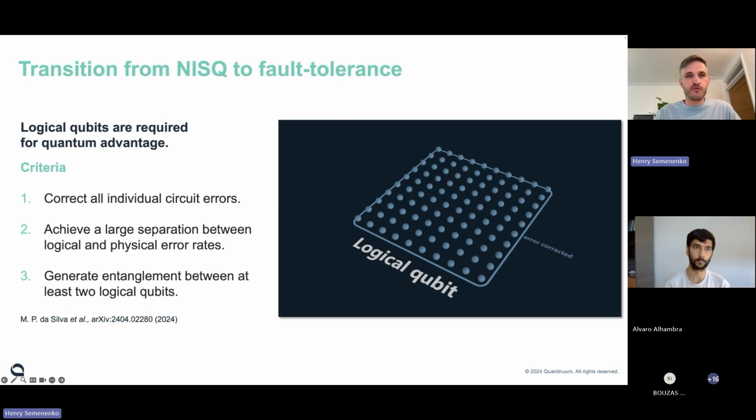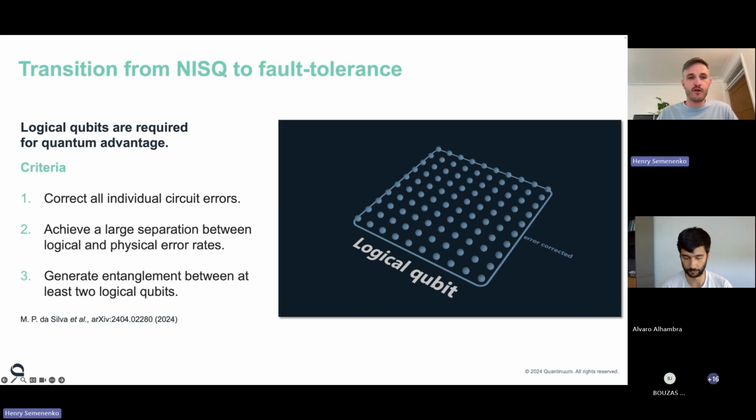But it's important to really understand what it is that people mean by logical qubits, because it is important to have a definition of the things that a logical qubit should satisfy. There's not necessarily one definition of this, but this is one that was presented recently in the paper that I will talk about in a few more slides. The first criteria is to be able to correct all individual circuit errors. So if there's an error on any single qubit, we're able to measure that and correct for it.